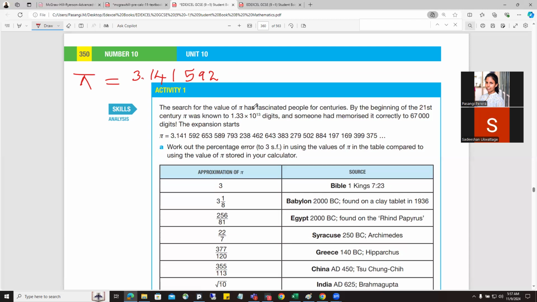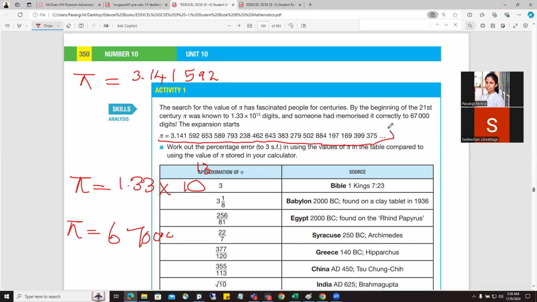So the search for the value of pi has fascinated people for centuries. By the beginning of the 21st century, pi was known to a very large number of digits. Earlier we were taught that pi was equal to 1.33 times 10 to the power of 13 digits. Someone had memorized it correctly too. So maybe some people have recalled that value as 67,000 digits. But how the expansion starts, the actual value of pi will be this amount.